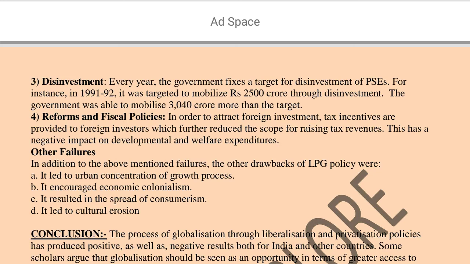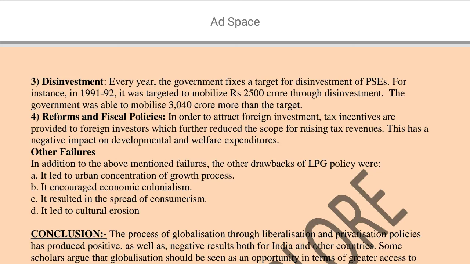For instance, in 1991-92, it was targeted to mobilize rupees 2500 crore through disinvestment. The government was able to mobilize 3040 crores more than the target. Okay, so the government did more disinvestment.